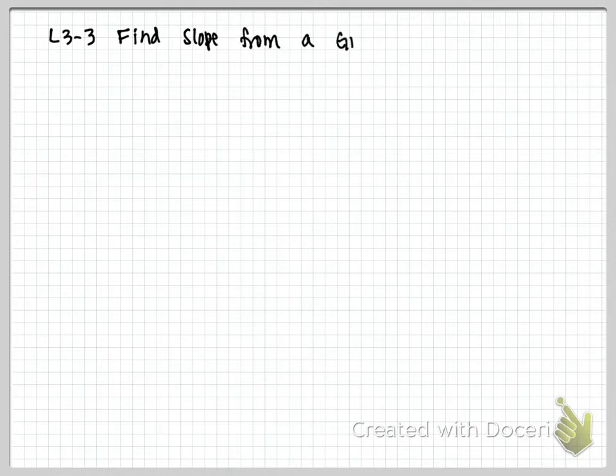I think I'm going to do a little bit of graph paper. Let's go small. So I'm going to use graph paper on the back of this one. We still are on lesson 3-3, but this time we're going to find slope from a graph. I'm going to give you a couple graphs, we're going to figure out the slopes, and then we're going to write down the steps that we took.